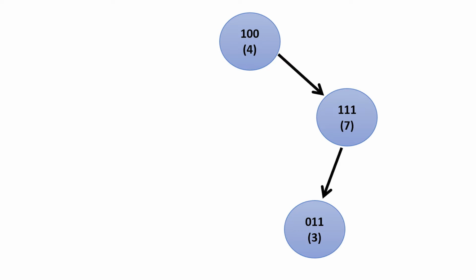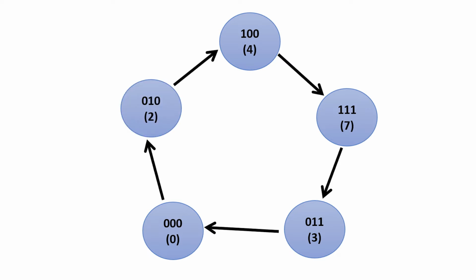For example, number 4 is 100 in binary. Next, 7 is 111. Then 3 is 011. 0 is 000. And the last one, 2, is 010 in binary.